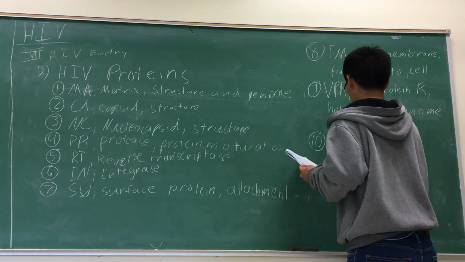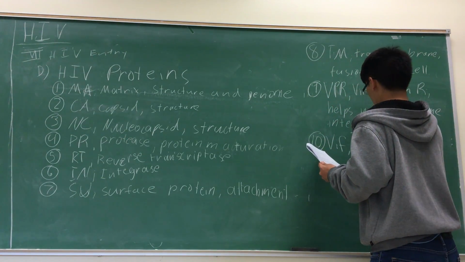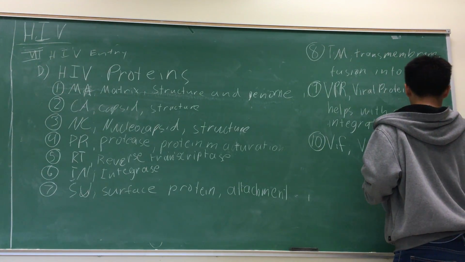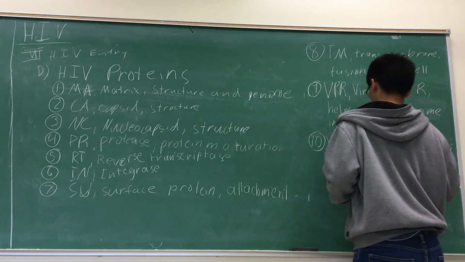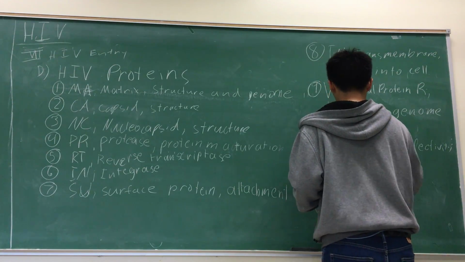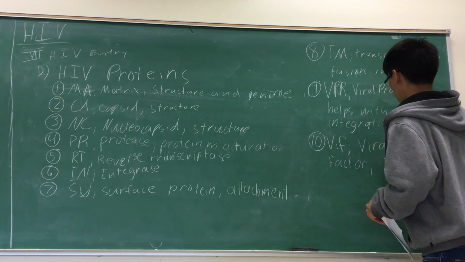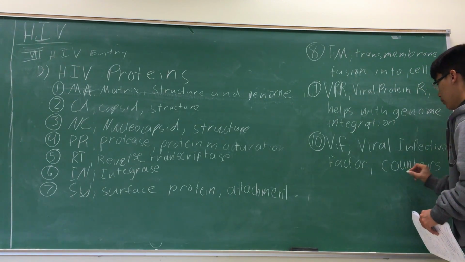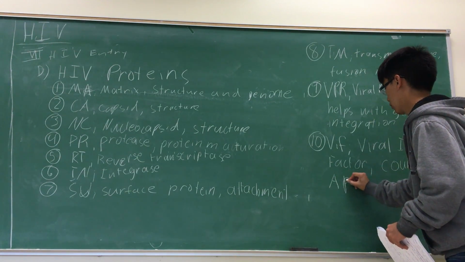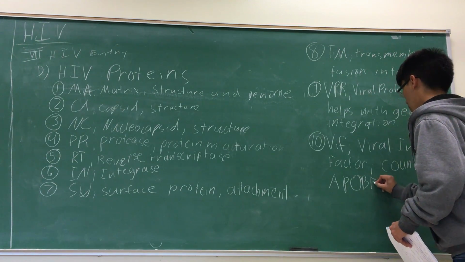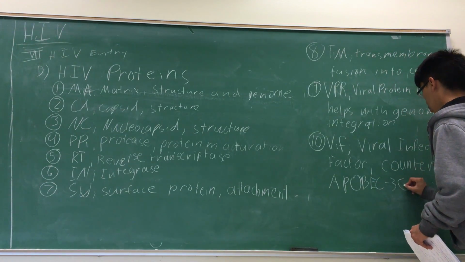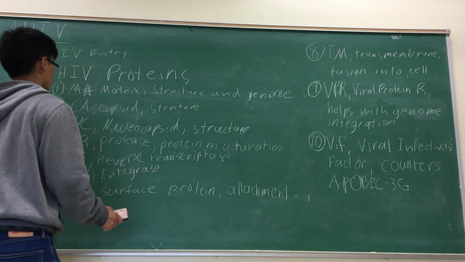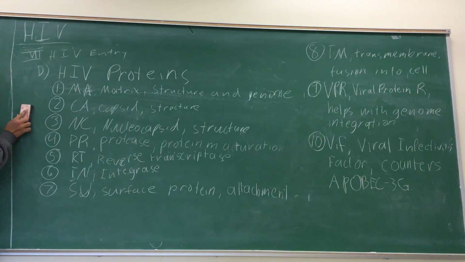Then you have your VIF. It stands for viral infectivity factor. And you see it counters APOBEC. Don't remember APOBEC. APOBEC renders HIV impotent. So I'll erase this left side.